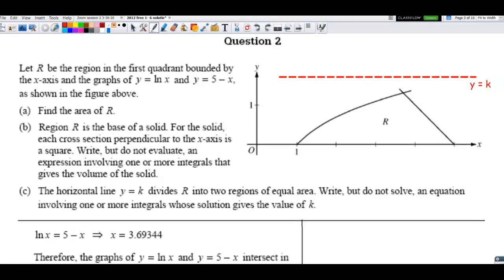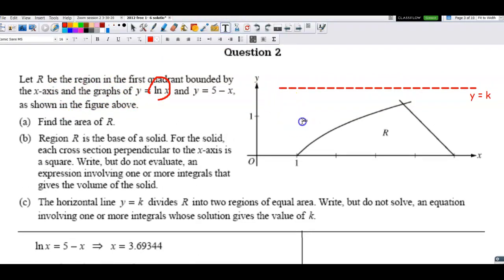In question number 2, we have, you can see quickly, this is going to be an area volume problem. Let R be the region in the first quadrant bounded by the x-axis and the graphs of ln of x. So over here, and you can see this on your calculator. Remember, this is still a calculator question. Ln of x is the first curve, and over here we have 5 minus x is the curve over here. Find the area of region R.